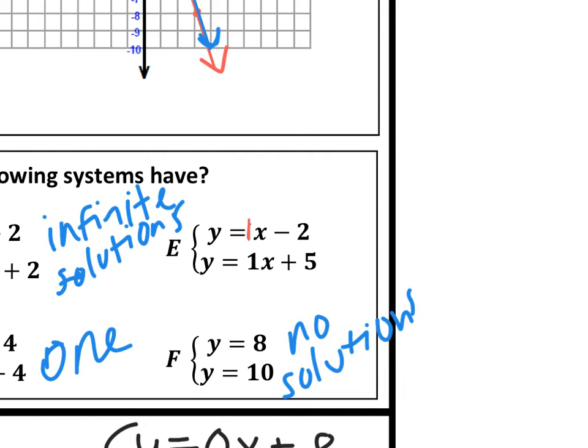So because of that, how many solutions, Sebastian? They're going to be parallel lines. So how many solutions do we have? No solutions. There we go. They'll never cross.